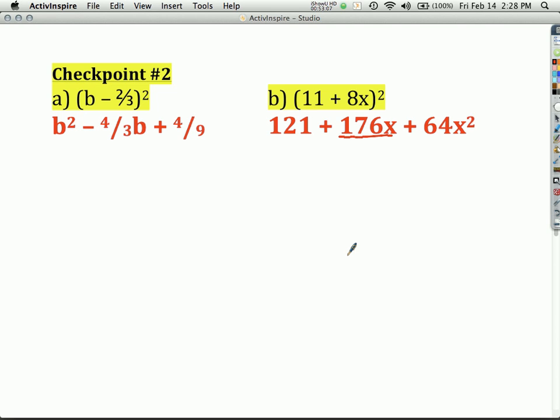Now, we could spend a bunch of time on part A, but the only issue is fractions. So, you've got to be able to deal with fractions. 2/3 squared is 4/9. Not a big deal. Alicia, Kamoy, and then we're moving on.